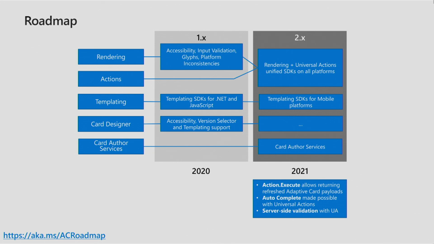And we're also going to address a set of platform inconsistencies that we've identified so that the JavaScript SDK behaves the same as the UWP SDK and the same as the .NET SDK, etc. In the world of templating, we've already mentioned that our SDKs for .NET and JavaScript are coming in this next release. And in terms of the card designer, we're also going to look at accessibility to make sure that it's usable by the majority of you out there. And the version selector will also be made available alongside the templating support with the bind feature.